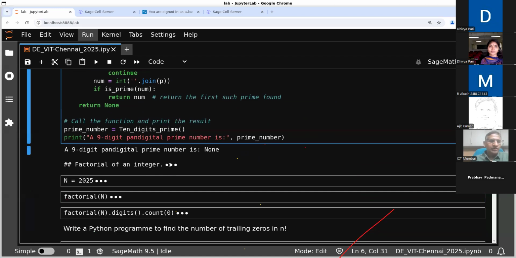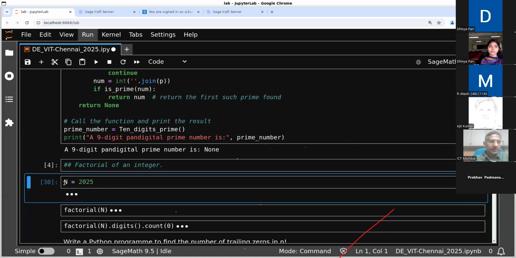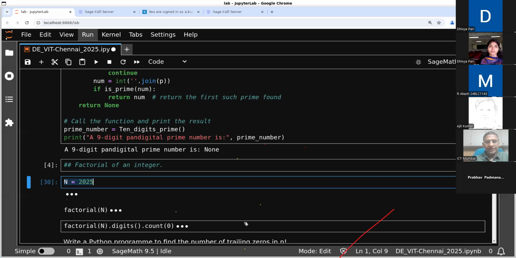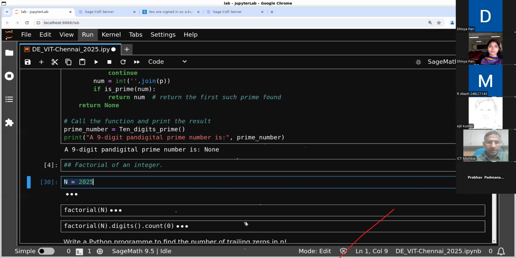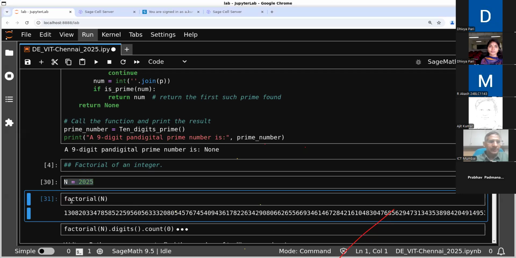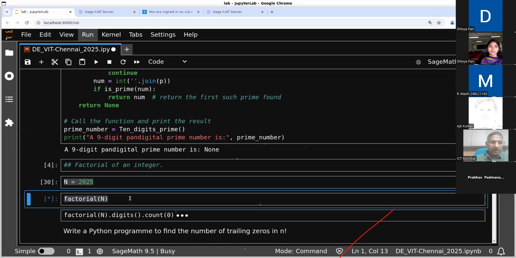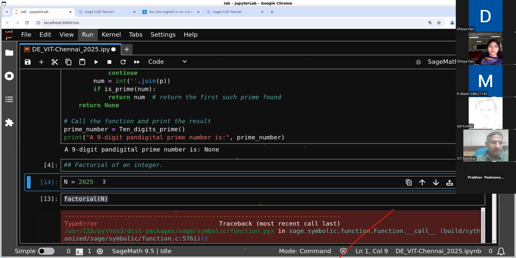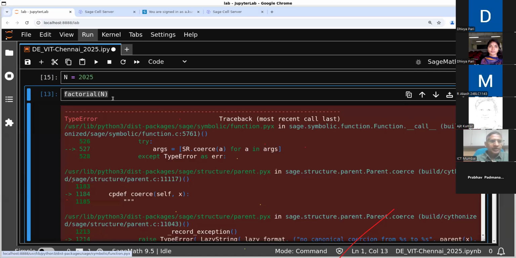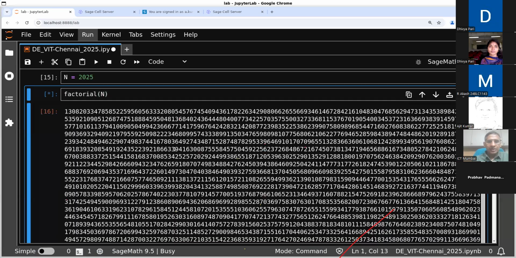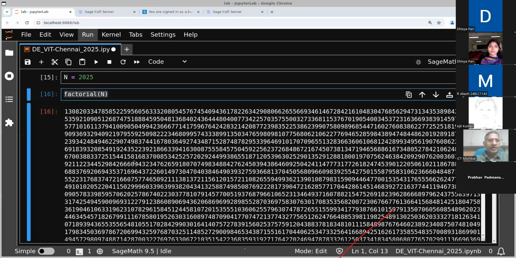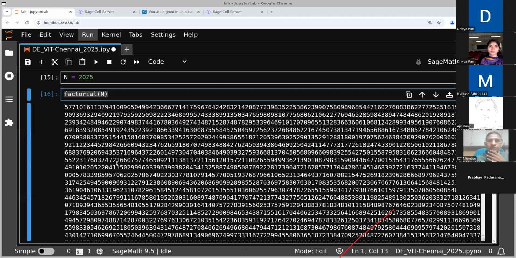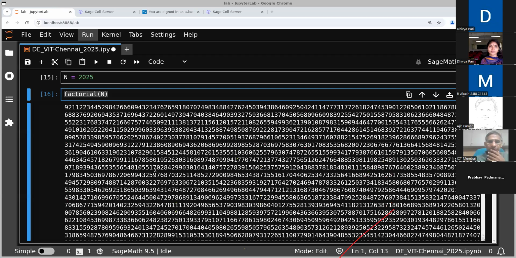Similarly, you can find the factorial of a number. So if I say, let us say n is equal to 2025, that's the year in which we all are, and I can find out the factorial of this number. If I say factorial n, I have not executed this. Now let me execute this. And then when I say factorial n, you can see here, it has a huge number of digits, right? Huge number of digits.